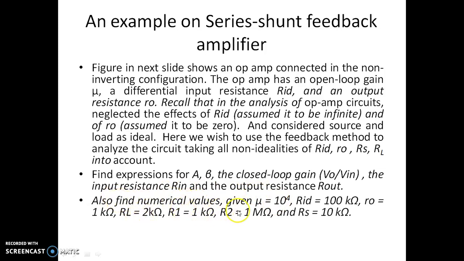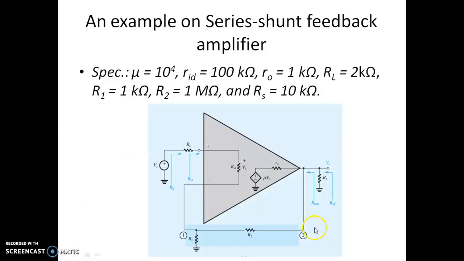And for this we are assuming the value of open loop gain as 10 power 4. The input resistance is 100 kilo ohm, the output resistance is 1 kilo ohm, the load resistance is 2 kilo ohms, and R1, R2, the feedback resistance, is 1 mega ohm, and we have the source resistance as 10 kilo ohms. So this is the source resistance of the source. This is the source having an associated resistance Rs with the corresponding value. Okay, this is what we have, the actual circuit.